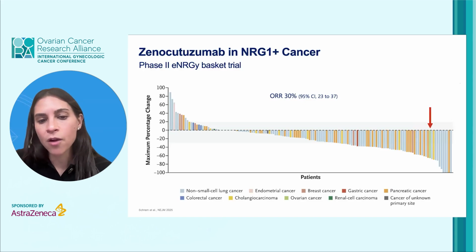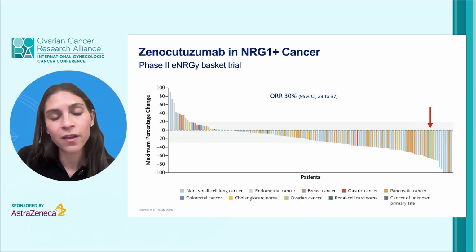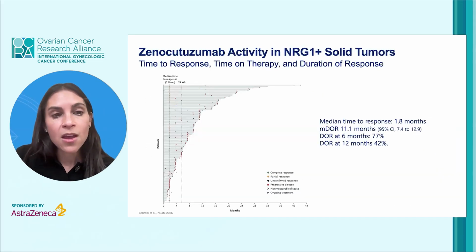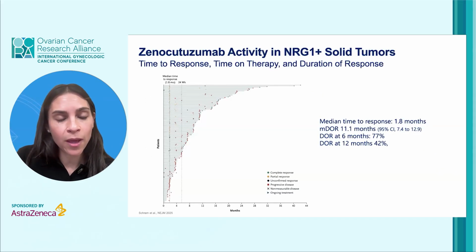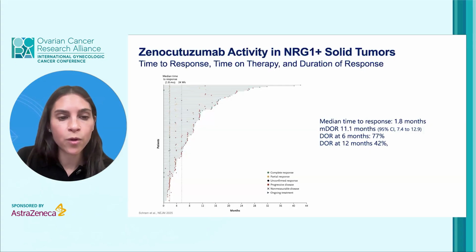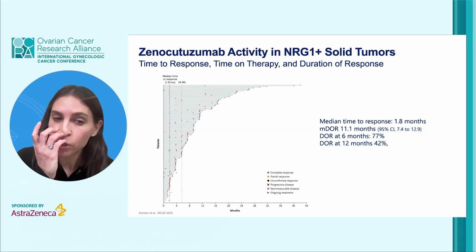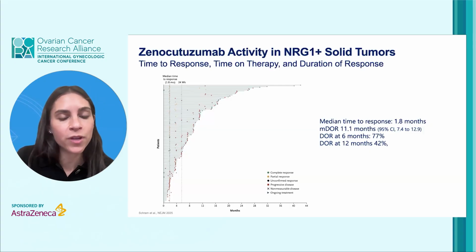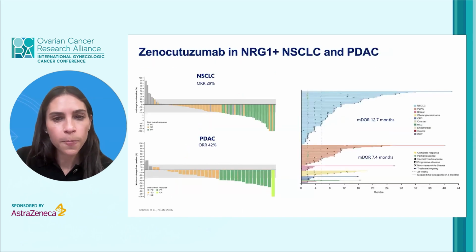And I'm calling out here with the arrow an ovarian cancer patient, the one ovarian cancer patient who we enrolled on the clinical trial that had a response to therapy and benefited. This is the swimmer plot, again, showing the time on treatment, and the median time to a response was 1.8 months. The median duration of response was 11.1 months. And at 6 months, 77% of patients were still responding of those that had a response. So this is really showing that patients not only have tumor shrinkage, but this can be very durable.